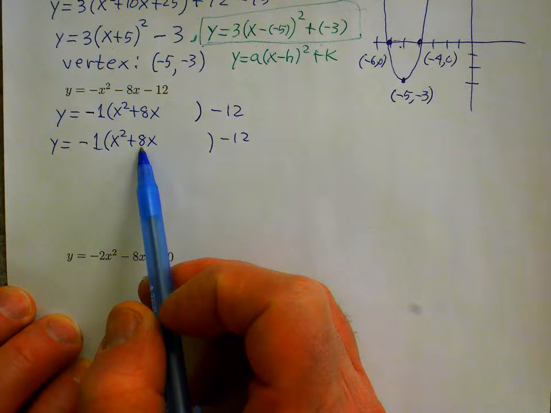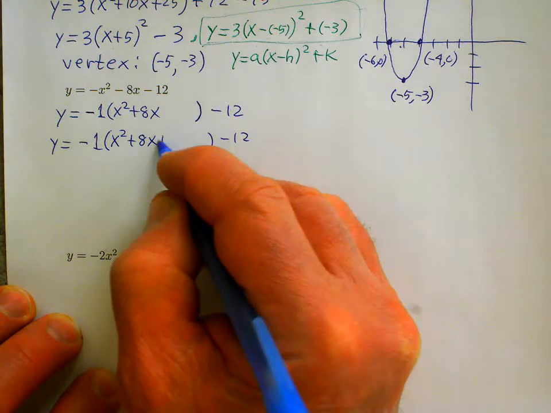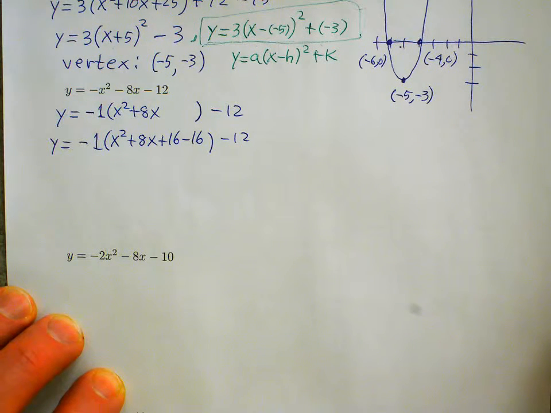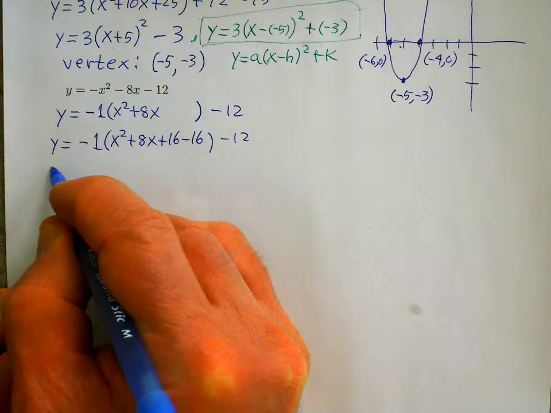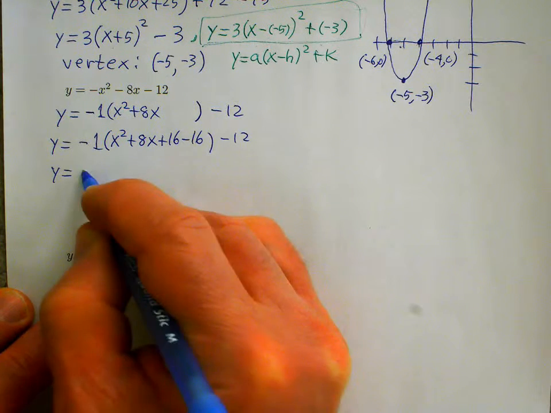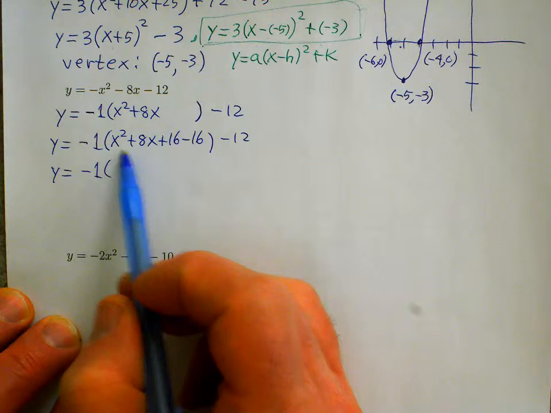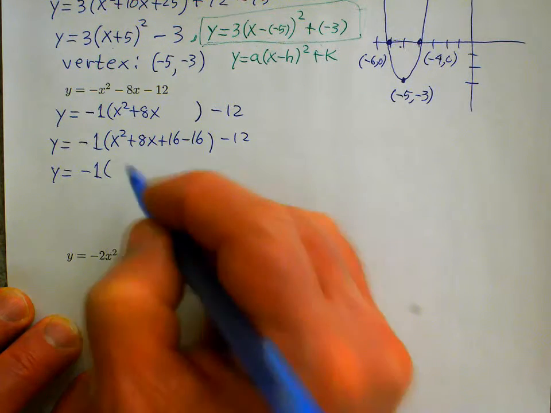Okay, so half of 8 is 4. 4 squared is 16. So we write plus 16 minus 16. Then in the next step, we're going to keep the perfect square trinomial inside the parentheses, x squared plus 8x plus 16.